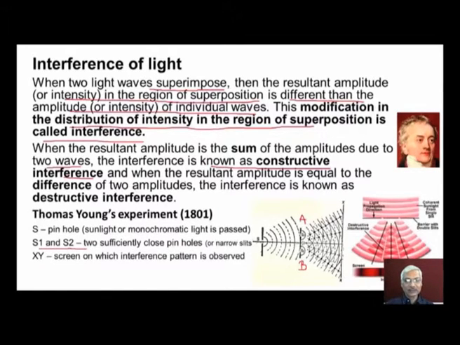And when the resultant amplitude is equal to the difference of two amplitudes, then the interference is known as destructive interference. Now in this diagram we can observe here the light intensity is increasing. You can see here we have placed a screen XX in the path of light. So this is screen XX, and we can observe the intensity distribution of the resultant wave.